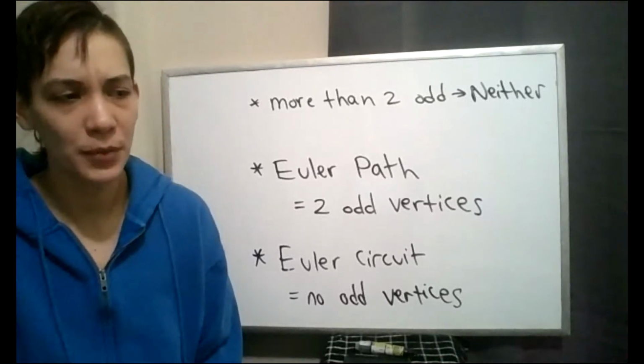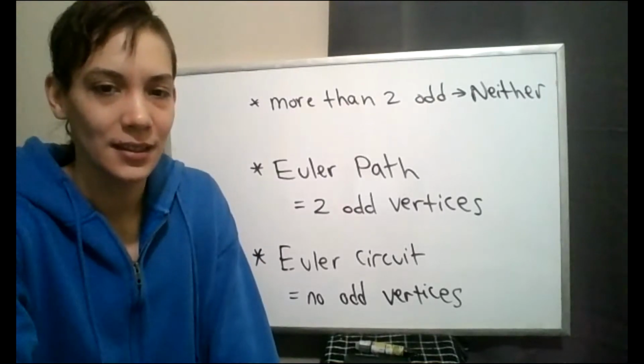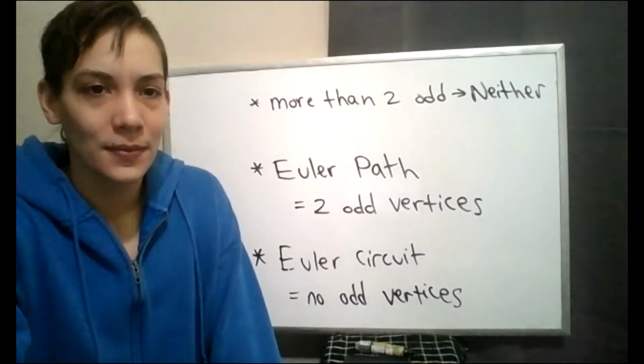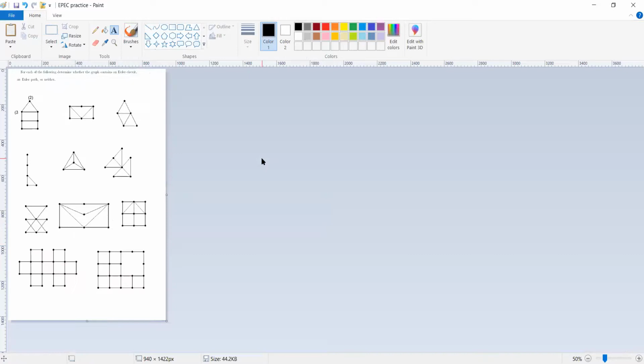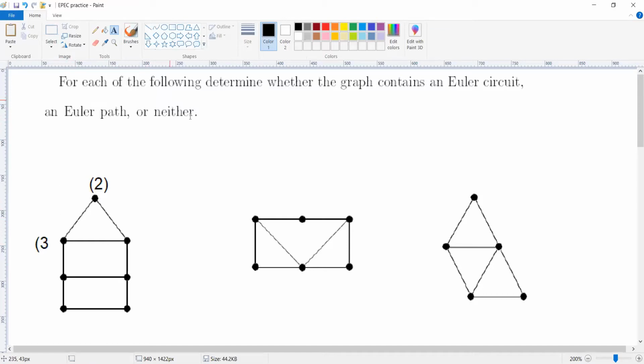So I have practice problems for Euler paths and circuits. Let's get started. Okay, so each graph, which we have 12, let's see, 1, 2, 3, 4, 5, 6, 7, 8, 9, 10, 11. 11 to work on. Each of them, we're going to find the degree for every vertex, determine whether each graph contains an Euler circuit or Euler path or neither.